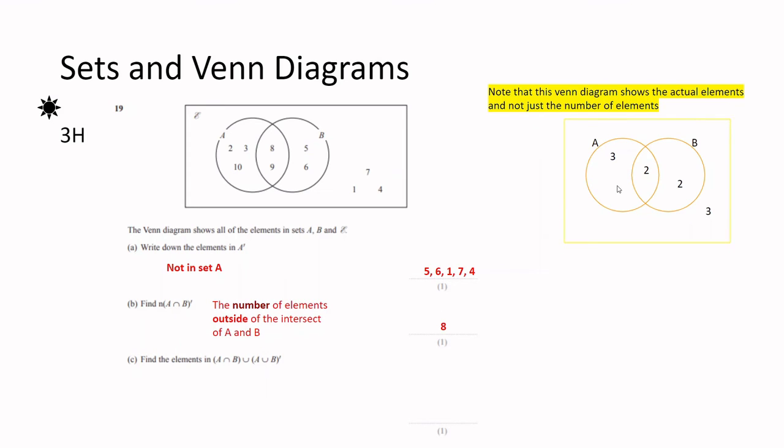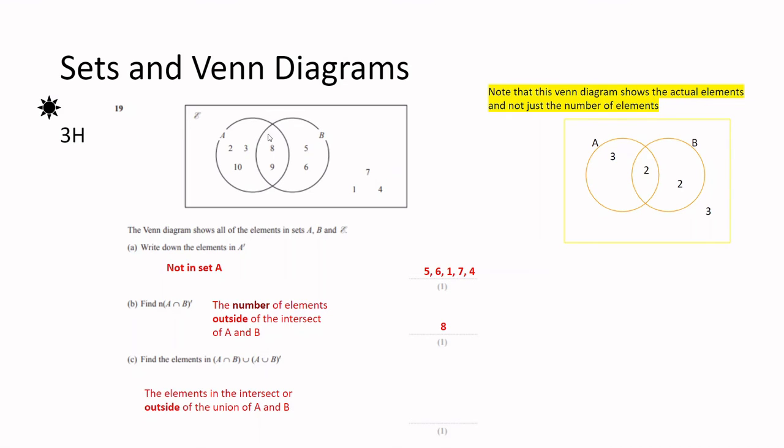Over here, I could also look at the intersect of A and B being here, and I could just say outside of that intersect, there's 3, plus the 2 here, plus the 3. That's also 8. For question C, again, we're asked to find the elements, not the number of elements. So like in part A, we want to list these numbers. These are the elements that are in the intersect of A and B, or they're not in the union of A and B.